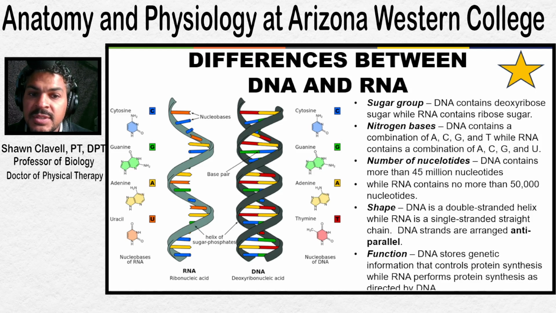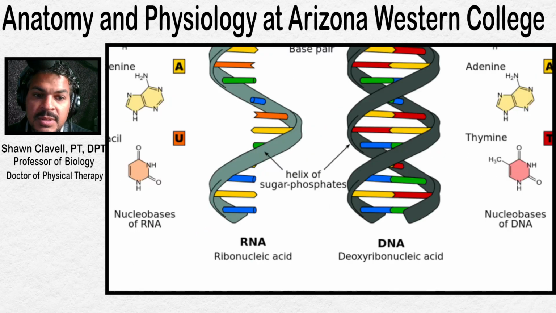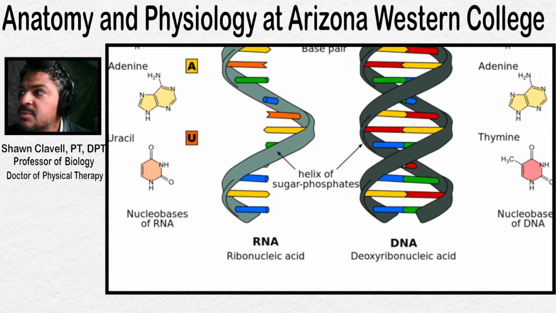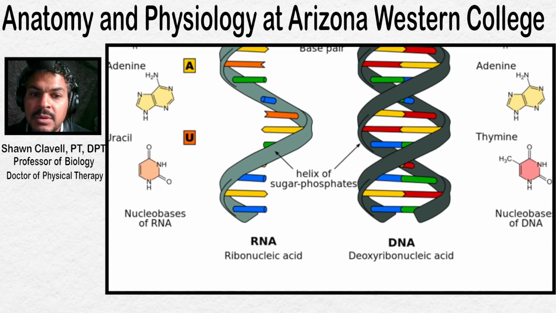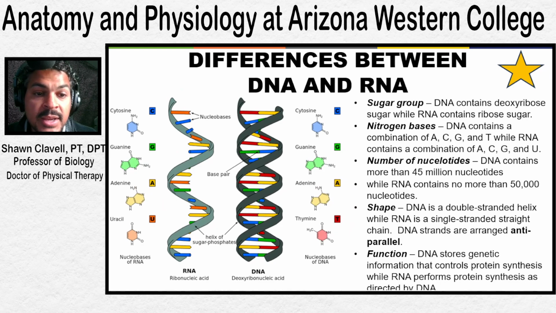The second difference is the nitrogenous bases. So if we zoom in a little bit more here, we'll see that, excuse me, let me say it the other way. DNA contains the nitrogenous base thymine, while RNA contains the nitrogenous base uracil. So there are different nitrogenous bases associated with it, as well as a different pentose sugar.